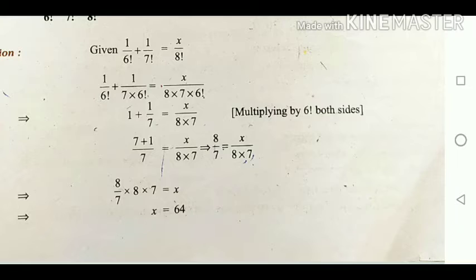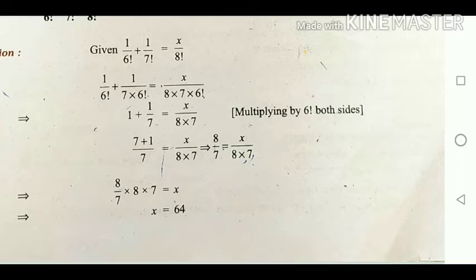Okay, so the first term is 1 by 6 factorial, there is no change in it. Then take the second one, 1 by 7 factorial becomes 1 by 7 into 6 factorial, and x by 8 factorial becomes x by 8 into 7 into 6 factorial. Okay, now take the 1 by 6 factorial as common, that is, multiply by 6 factorial on both sides.